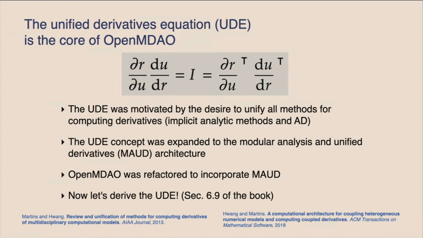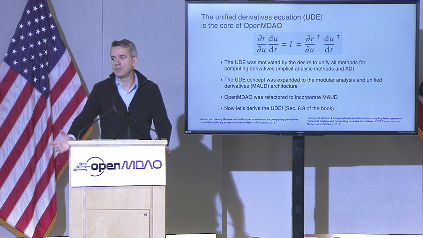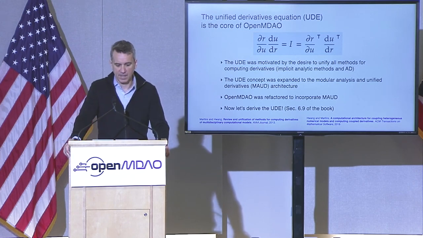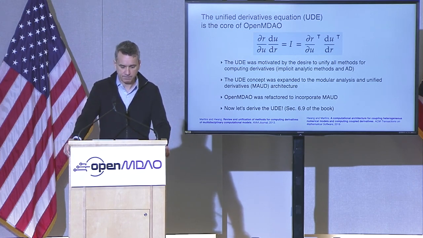I worked with a student of mine at the time, John Huang, who's now a professor at UCSD, and we ended up with this equation, which is, I think, really nice and elegant, right? There's a symmetry to it, there's an identity matrix in the middle. So that's the unified derivative equation. And I'll show you later, from this equation, you can derive all these methods for computing derivatives, including the adjoint, direct, and also AD.